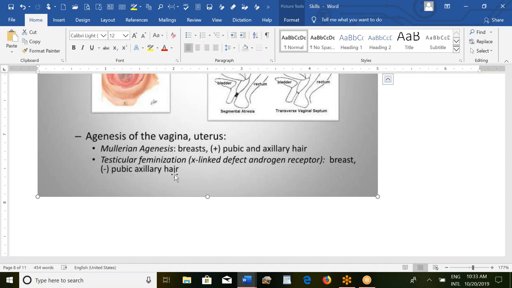Okay, and in MRKH also, you have to elongate the vagina, and then you will have to refer them for CBT, and it will depend on their wish whether they want to stay like this or they want to change their gender. It's up to them. But psychological reassurance is required.